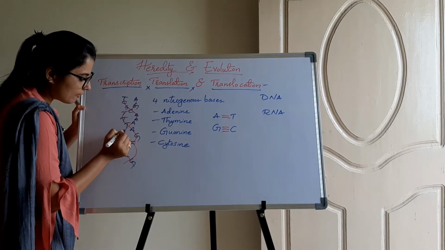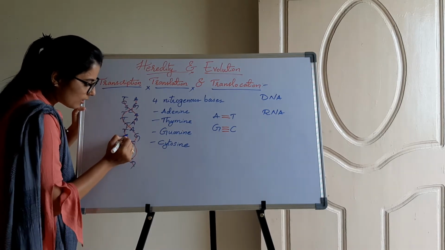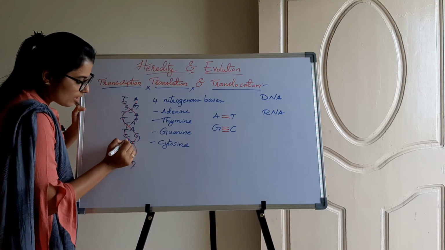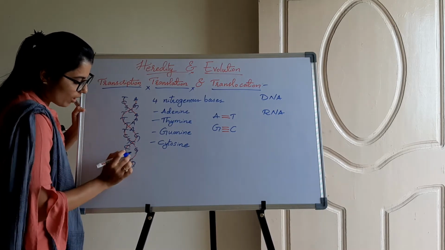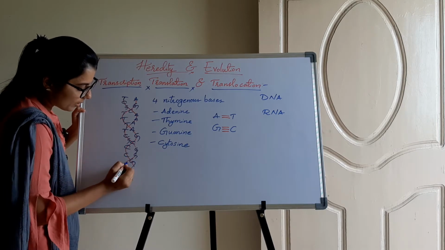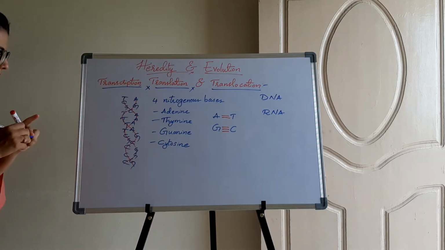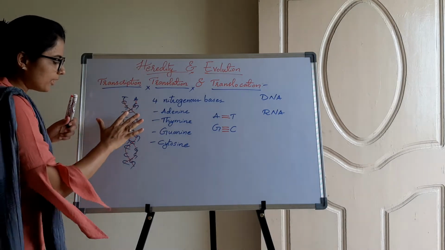If adenine is here, it will be thymine. Here cytosine. If it is cytosine, it will be guanine. If it is cytosine again, it will be guanine, guanine, and here opposite to the guanine it will be cytosine. This is how the structure of DNA resembles.